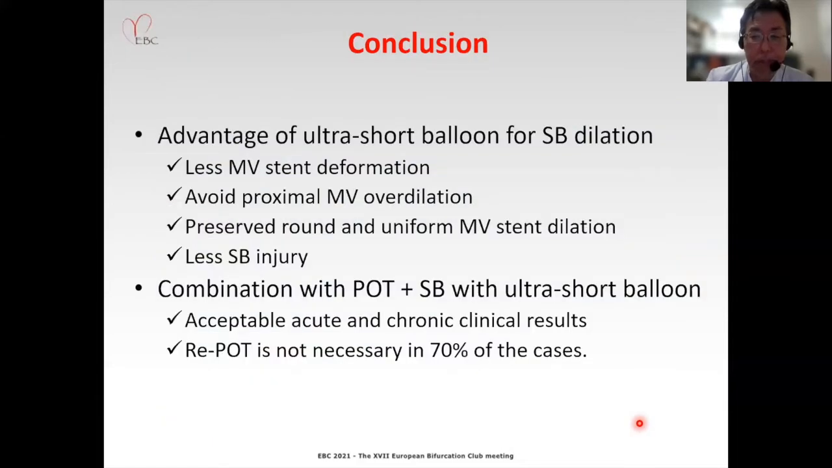Ladies and gentlemen, this is my conclusion slide. The advantages of the ultrashort balloon for side branch dilation are the following: less main stent deformation, avoidance of proximal main cell overdilation, preserved round and uniform main stent dilation, and less side branch injury. Combination of POT plus side branch dilation with the ultrashort balloon in the clinical study demonstrated acceptable acute and chronic results, and the rewiring is not necessary in 70% of the cases.